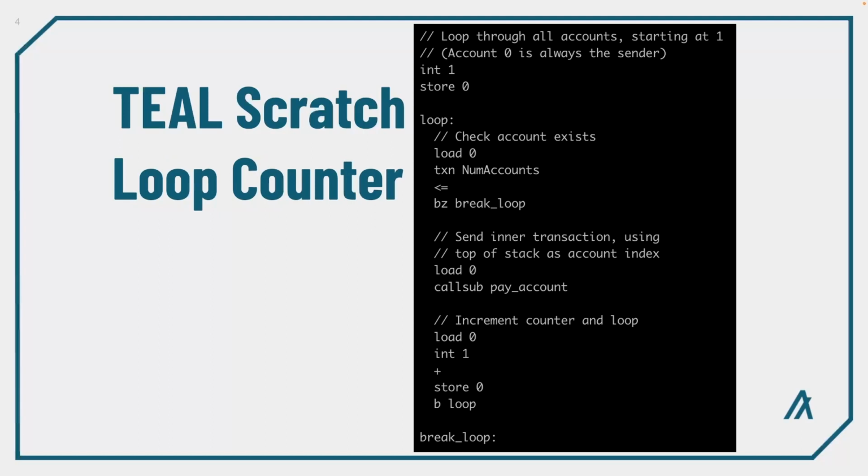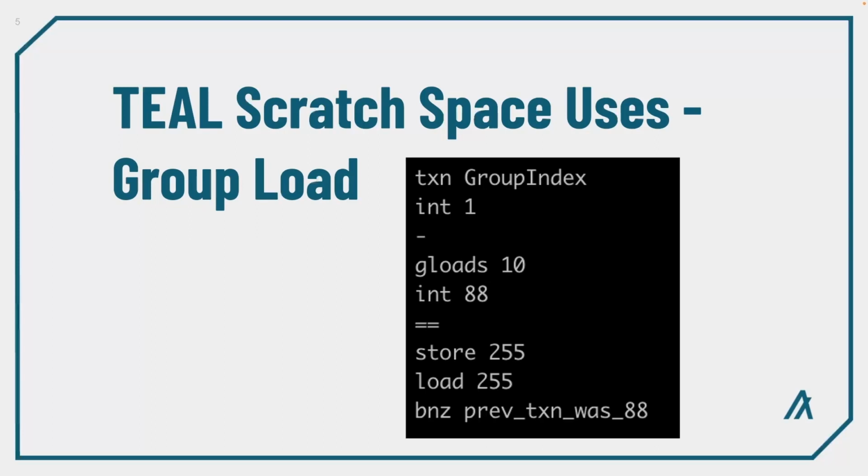Once again, remember that scratch space is temporary and can only be written to during the transaction's evaluation. Additionally, reading from the scratch space is only available during the current transaction and any transactions which follow it within the current atomic group. As a final example, here we're using the opcode gloads, which allows us to read the scratch space slot number 10 of the previous transaction within the same group. If the scratch space in question was never set, then this value defaults to 0.